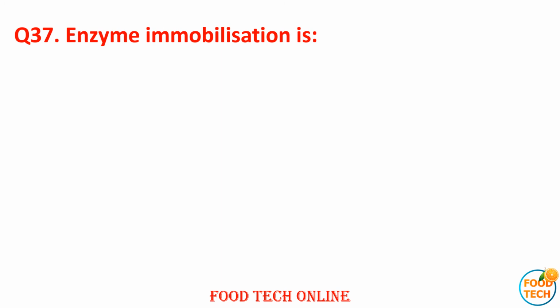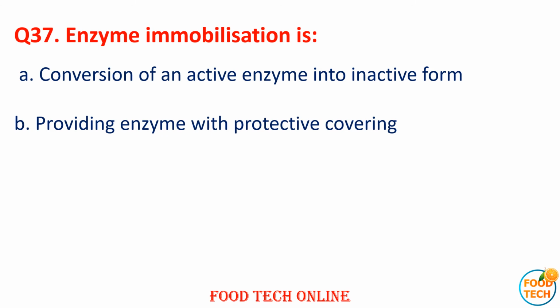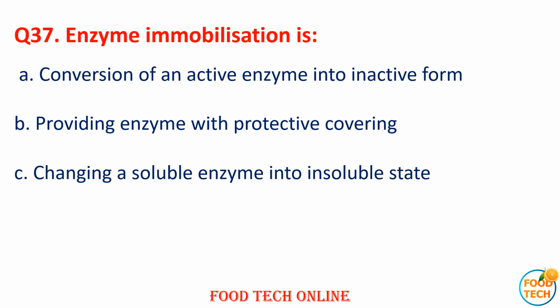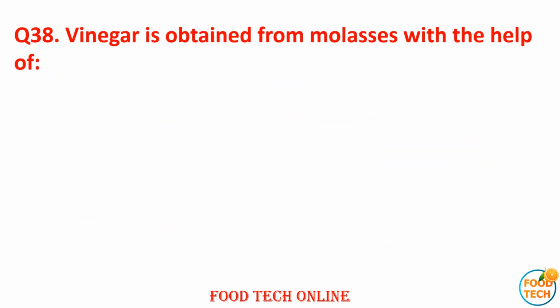Question 37. Enzyme immobilization is A. Conversion of the active enzyme into inactive form, B. Providing the enzyme with protective covering, C. Changing a soluble enzyme into insoluble state, D. Changing pH so that enzyme is not able to carry out its function. Answer D. Changing pH so that enzyme is not able to carry out its function.